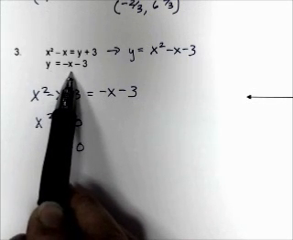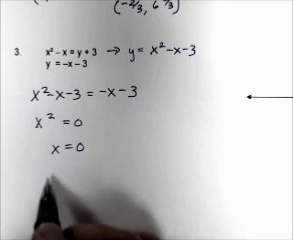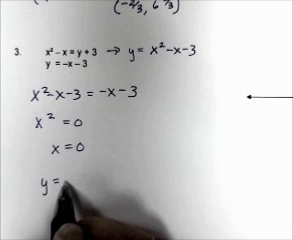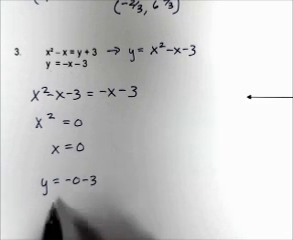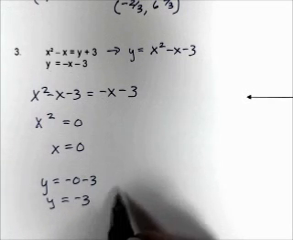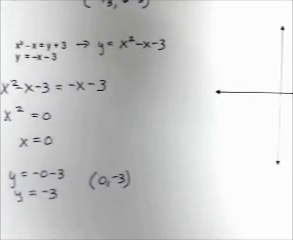I'll go back to linear only because it's simpler. I don't have to do any squaring. When x is 0, y equals negative 0 minus 3, which is simply going to be negative 3. So 0, negative 3 is our only solution.